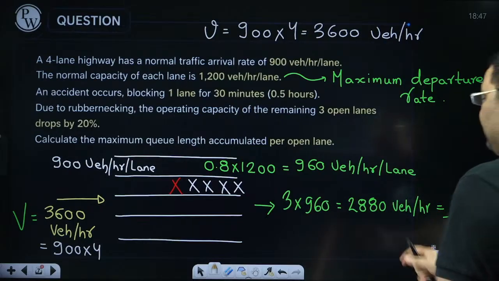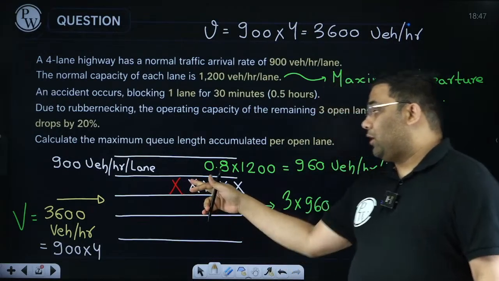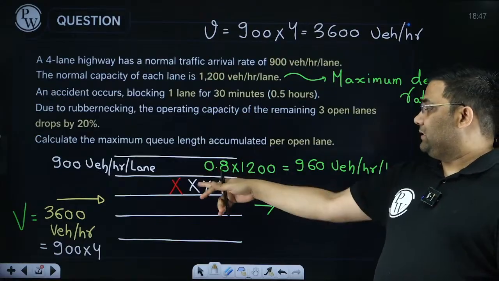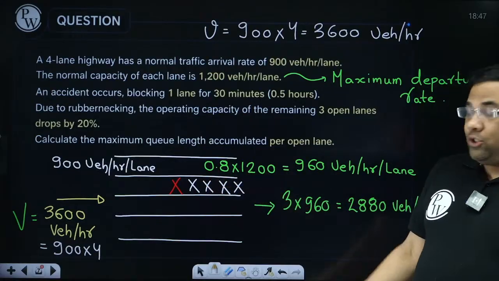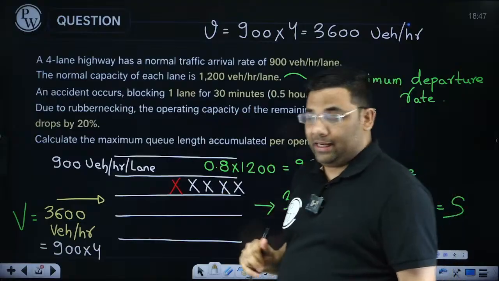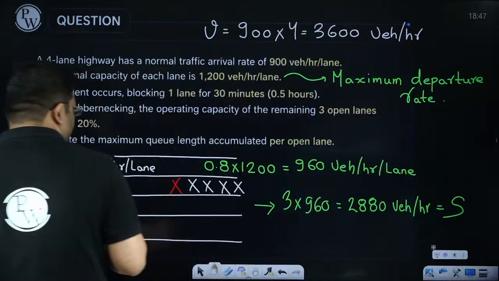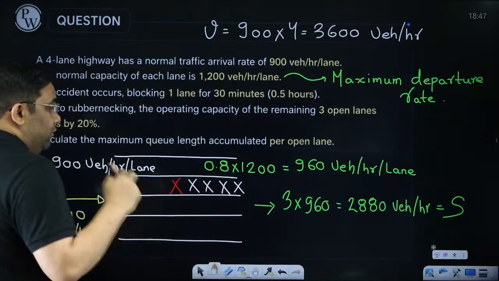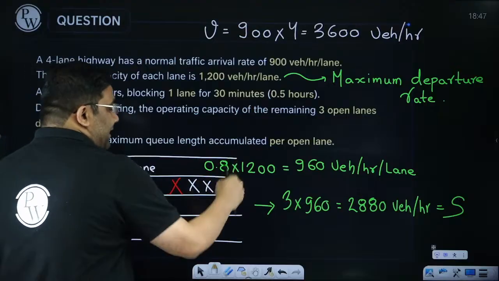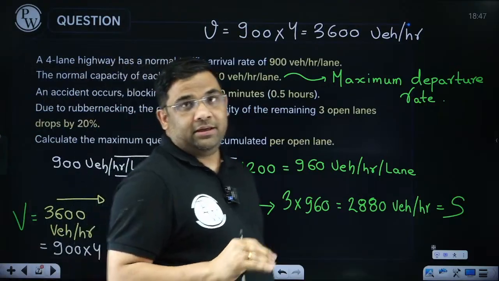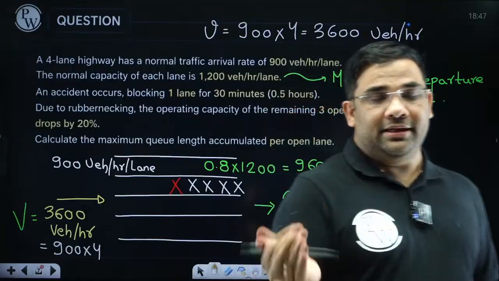Now, when we are discussing departure, what happened? The road was blocked in one lane, due to some accident. So when the road is blocked in this one lane, vehicles will depart in the other 3 lanes.